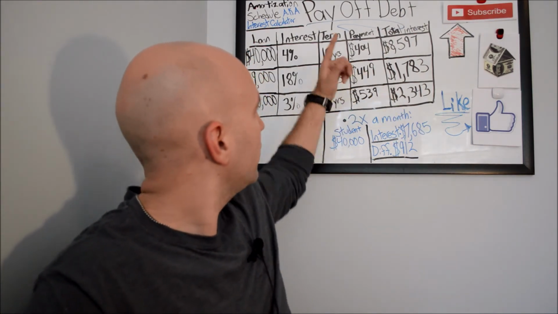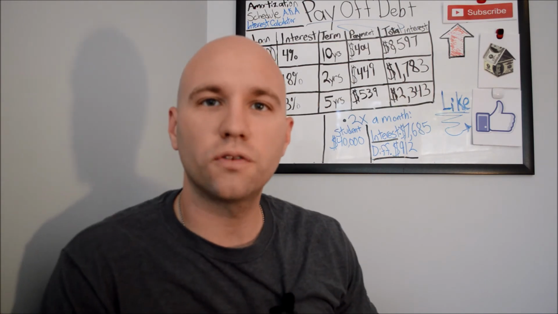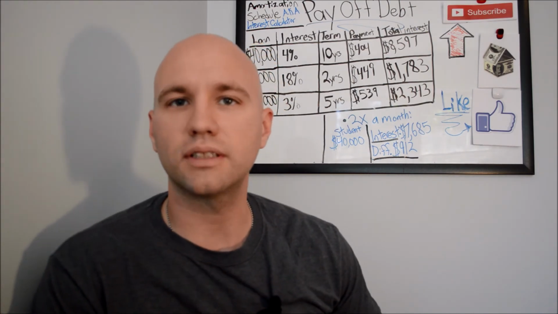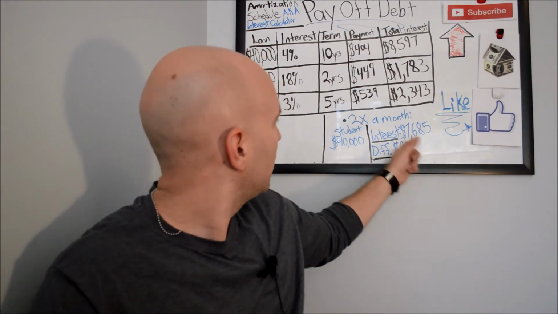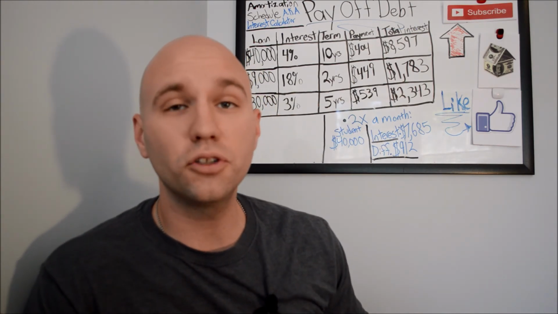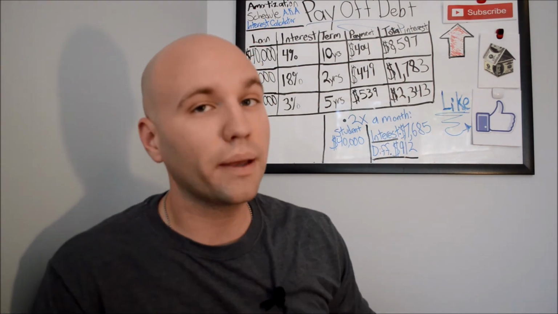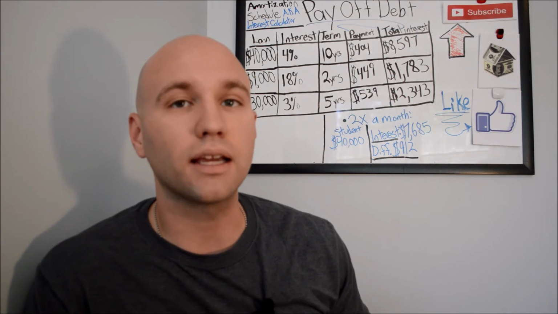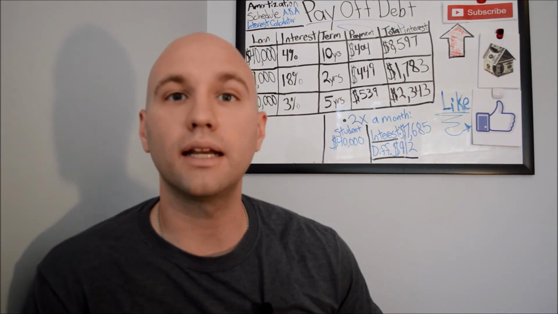So go out, figure out how much interest you owe on your loans, figure out what loan you're going to tackle first and what you're going to put money towards. Then on every single one of your debts, start making 2 payments a month and start paying less interest to your bank, to your creditors, and have more money in your pocket.